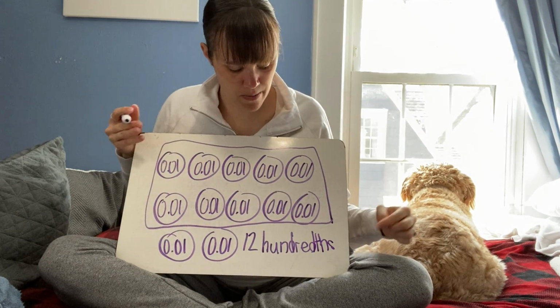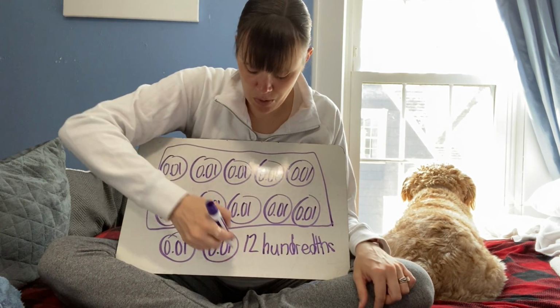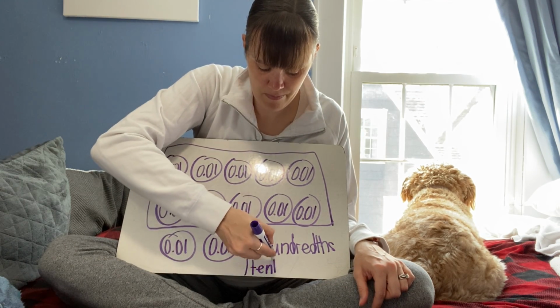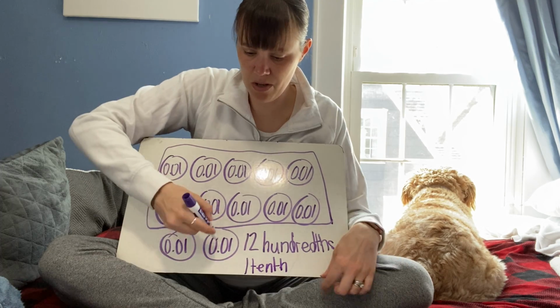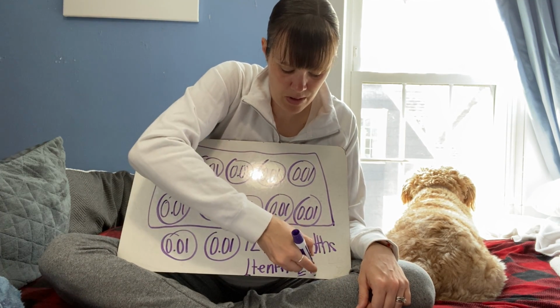See at the bottom there? We have 12 of these all together. And now we're going to separate it, and we're going to say that's 1/10. And how many extra hundredths? 2 hundredths.